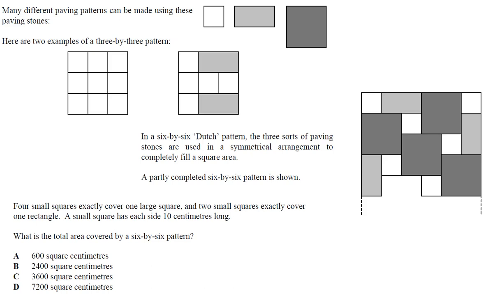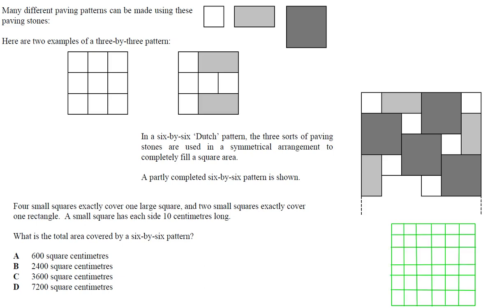Okay, so a 6x6 pattern will look something like this. It will be a square, and it will contain 6 columns and rows, if you will. So this is the outline or the skeleton of a 6x6 pattern. You can see that it has 6 squares along one side and 6 along the other. So it says that each small square has a side 10 centimeters long.